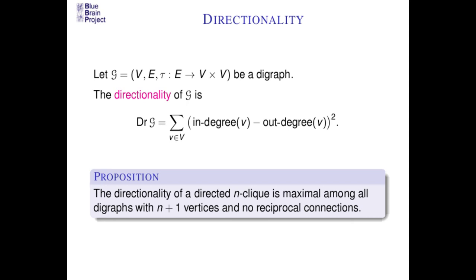And we see this proposition that confirms this: the directionality of a directed N-click is maximal among all digraphs with N vertices and no reciprocal connections. So you really are maximizing, in some sense, a really good measure of direction.